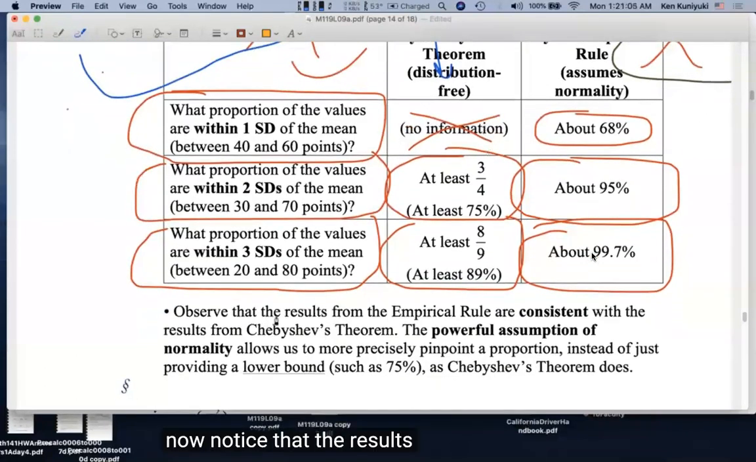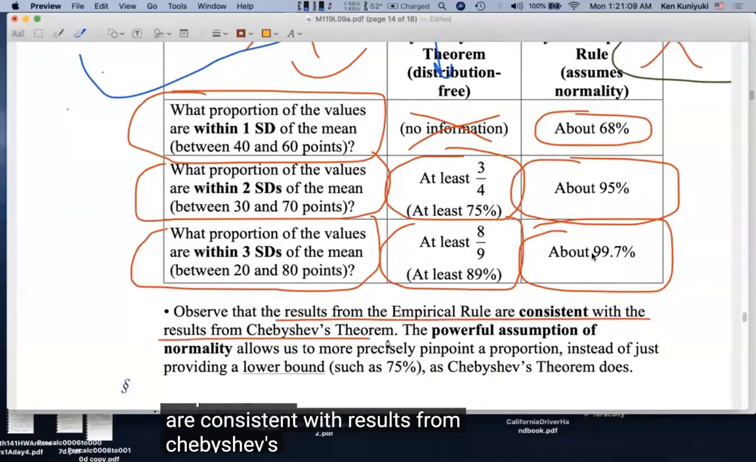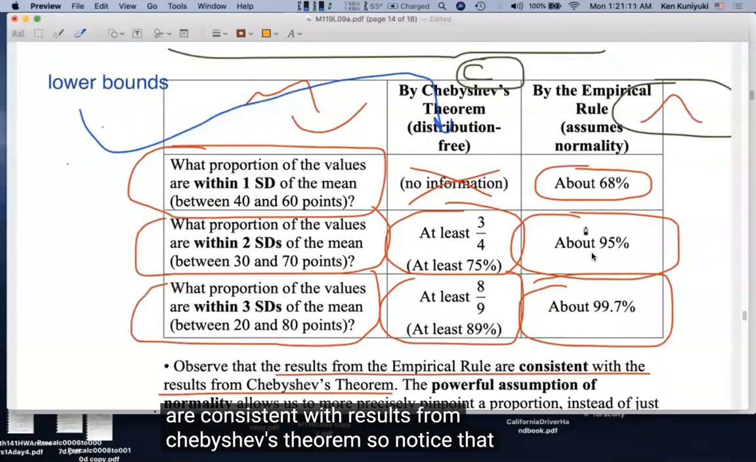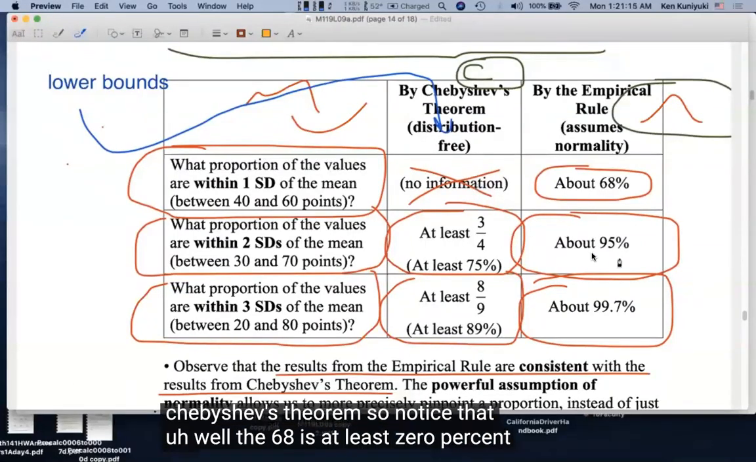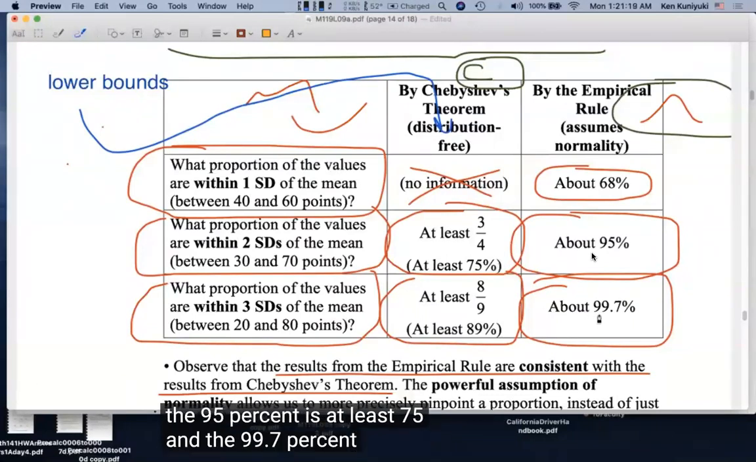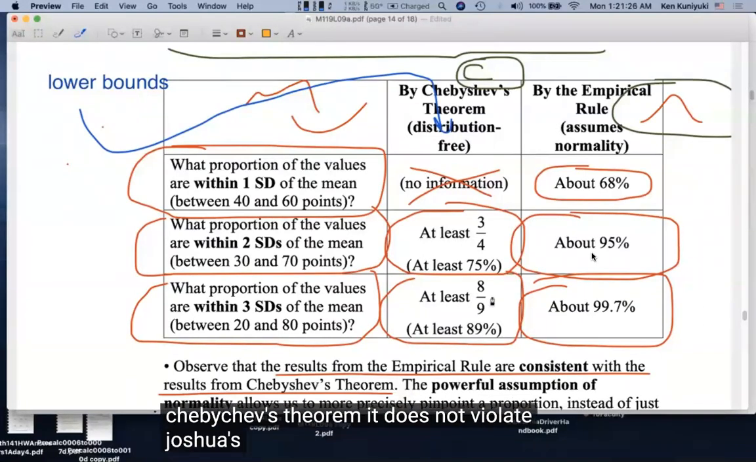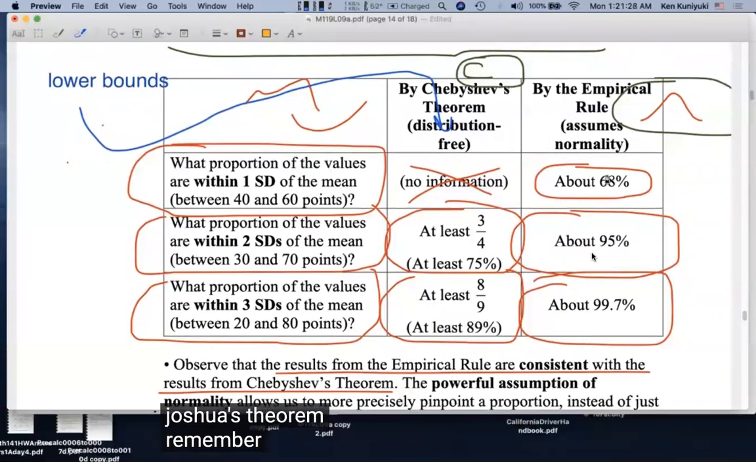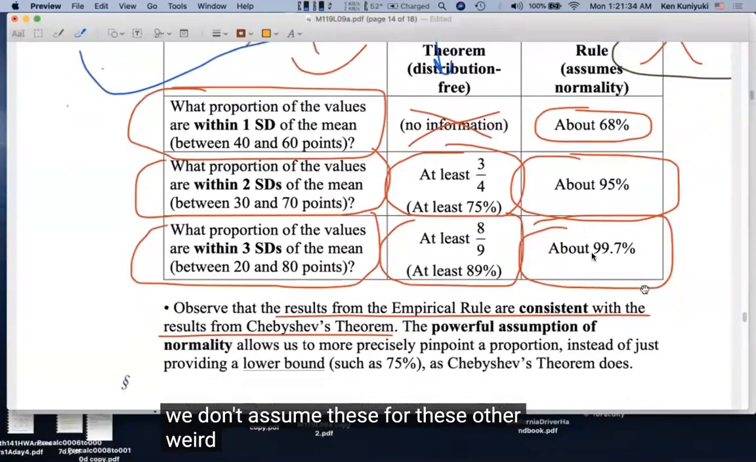Now notice that the results from the empirical rule are consistent with the results from Chebyshev's theorem. The 68% is at least 0%, the 95% is at least 75%, and the 99.7% is at least 89%. The empirical rule does not violate Chebyshev's theorem. Remember, we assume these if we have a normal bell shape. We don't assume these for these other weird shapes.